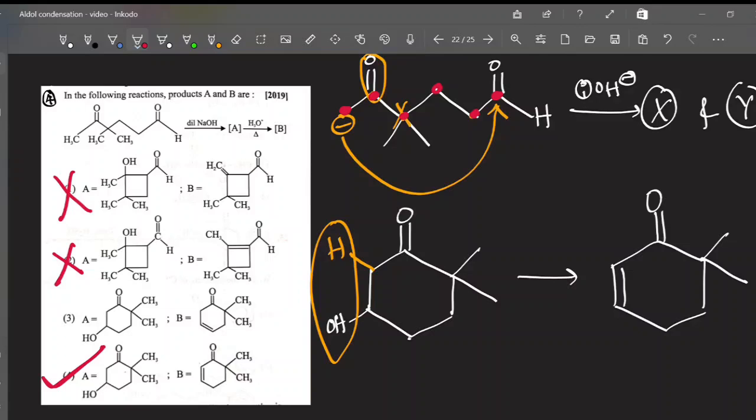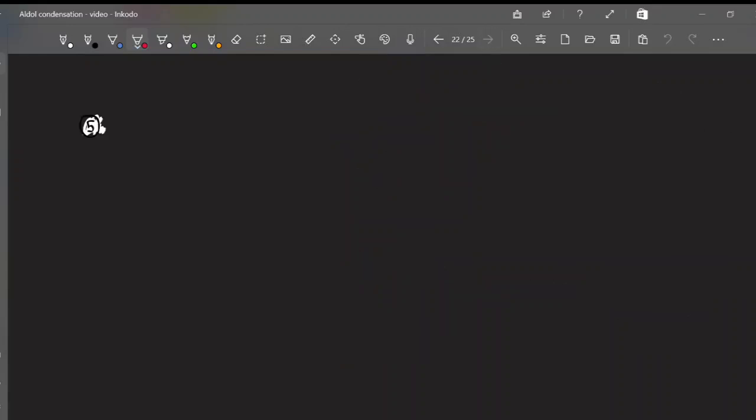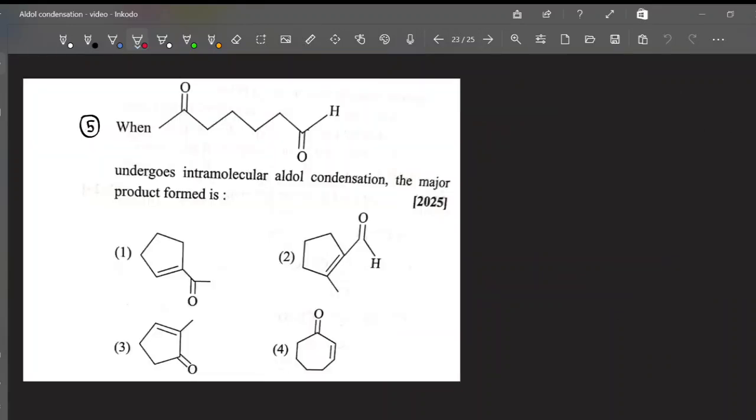Beautiful. See the importance and the beauty of the aldol reaction. Beautiful, right? And then the last one I have here is an easy one. You try to solve it from your side. So again we have an aldehyde and we have a ketone.